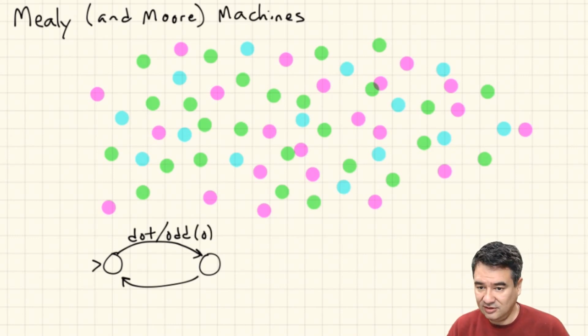And then the second time we see a dot, the second time we count one, if we go from here to here, then we've seen an even number of dots. So if we see another dot, we're going to output even, let's just say E.